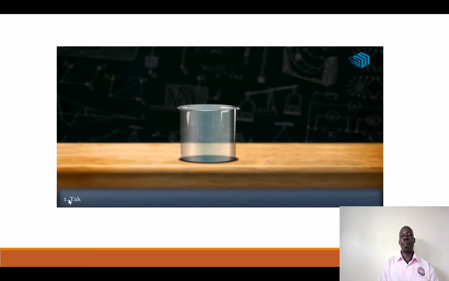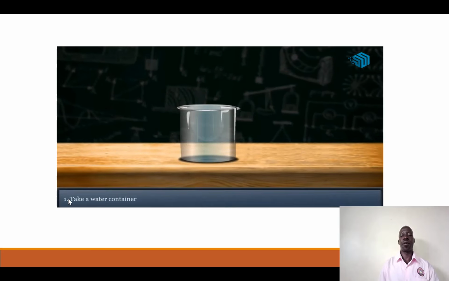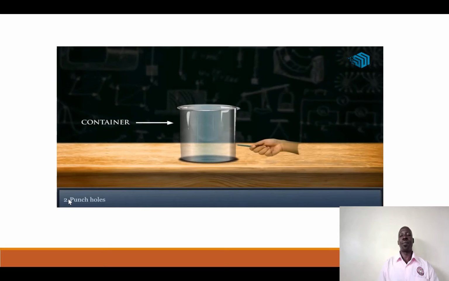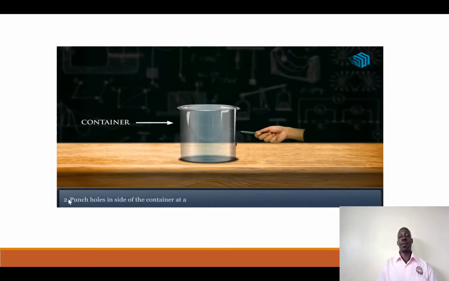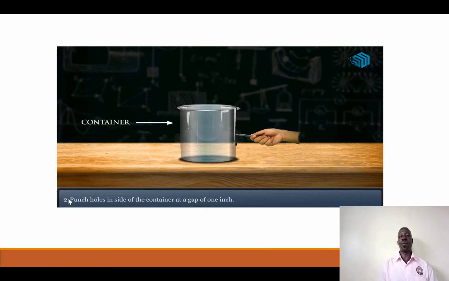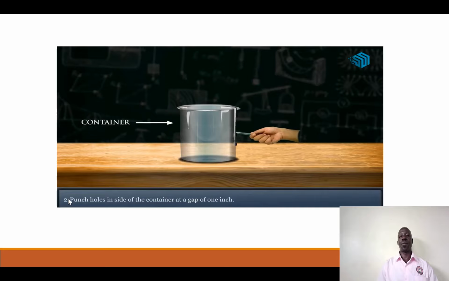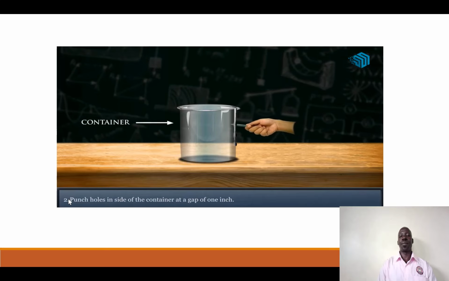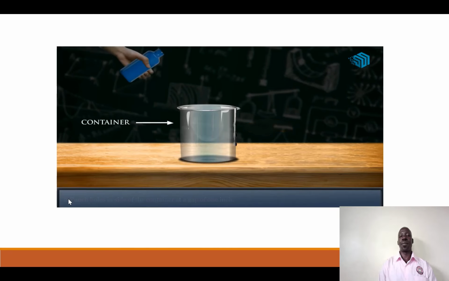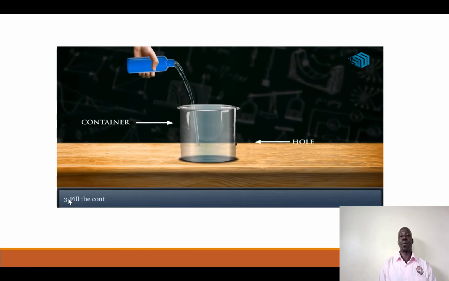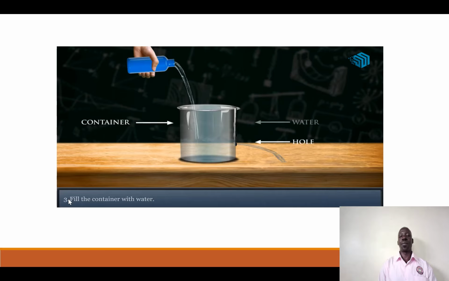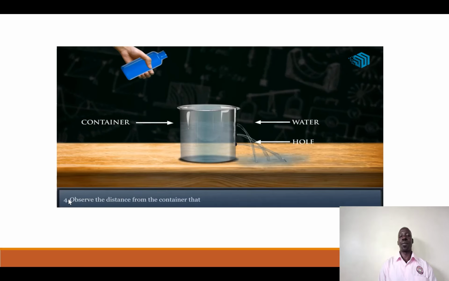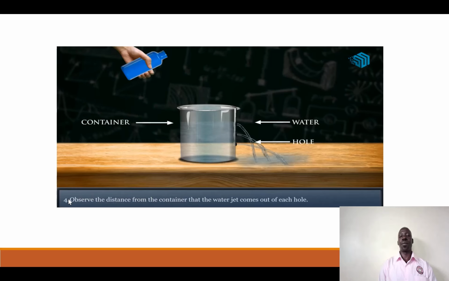Number 1. Take a water container. Number 2. Punch holes inside of the container at a gap of 1 inch. Number 3. Fill the container with water. Observe the distance from the container that the water jet comes out of each hole.